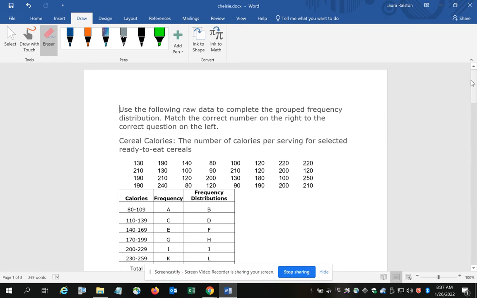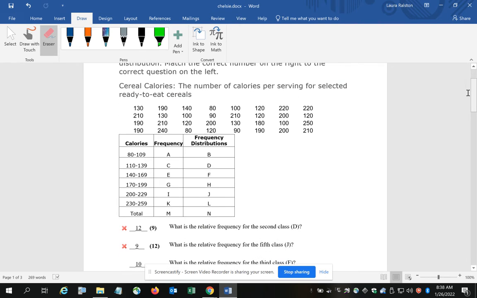It even tells you in the instructions that you're going to do matching. The questions are on the left, and your choices or your matches, the answers, are on the right. You're given a data set of cereal calories, and you have 32 values. To save a little bit of time, I already did the breakdown and did the tallies. But you go through and determine how many are in each class or each group. And then you also have to convert those to decimals for your relative frequency.